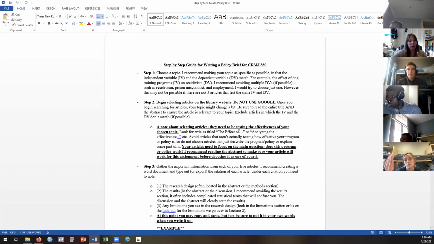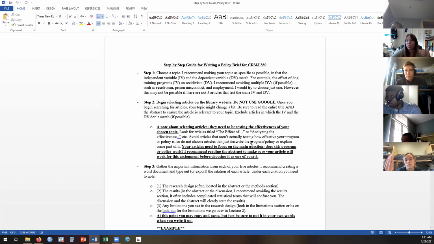So a note about choosing the articles. Since this is a policy brief on the effectiveness of a program, the article has to be assessing how effective it is. So when you're looking at titles, look for things like the effect of, or analyzing the effectiveness, right? We don't want to look at an article that isn't testing something.